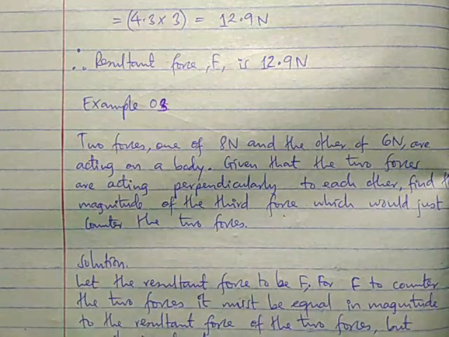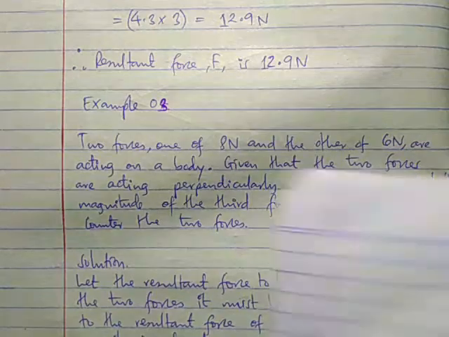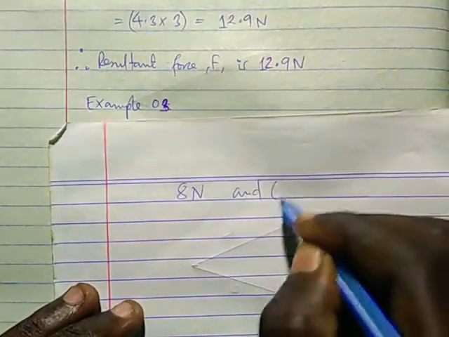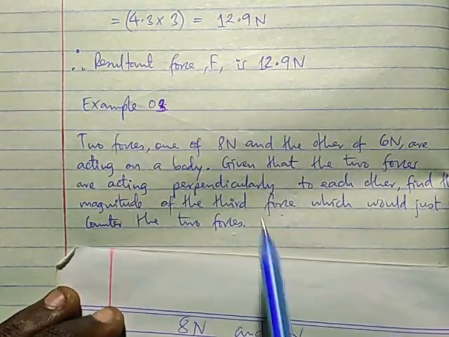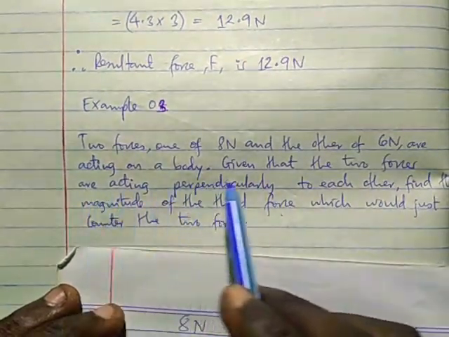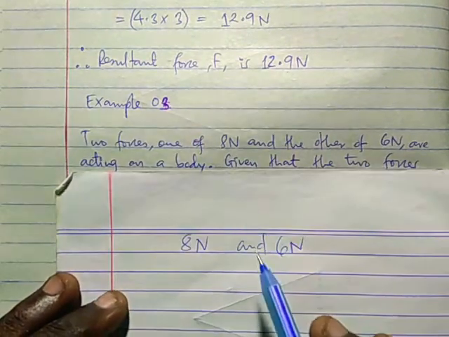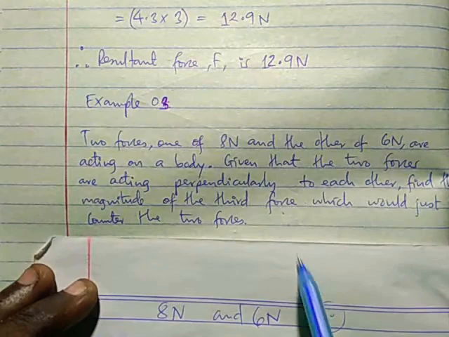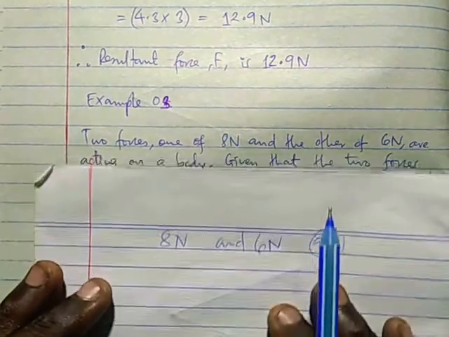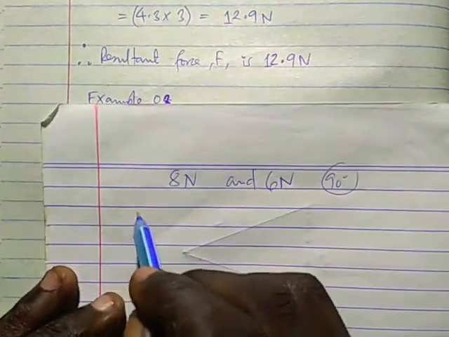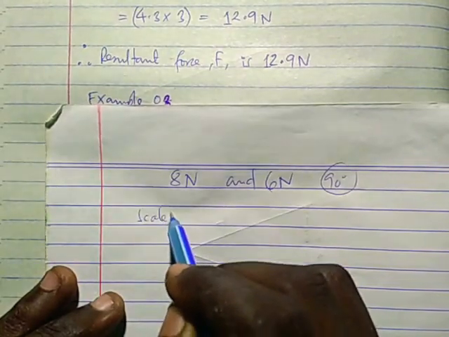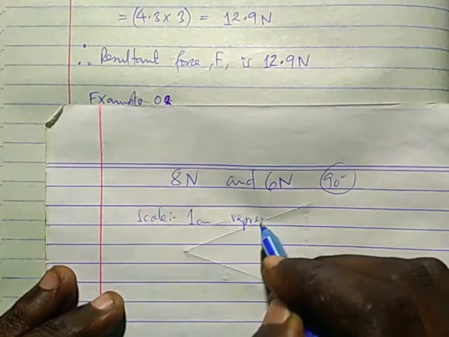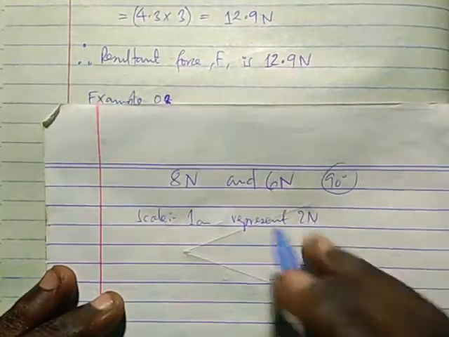So from there, tutasema kwamba tuko na two forces. Tuliko tuna 8 newton and tuko na 6 newton. Na tuliambiwa kitu chingine kwamba given the two forces are acting perpendicularly. Perpendicularly manake we have an angle of 90 between them. So find the magnitude of the third force. Tunatumia scale kama kawaida, tutaweka scale, then in our scale you can say 1 centimeter represent 2 newton.